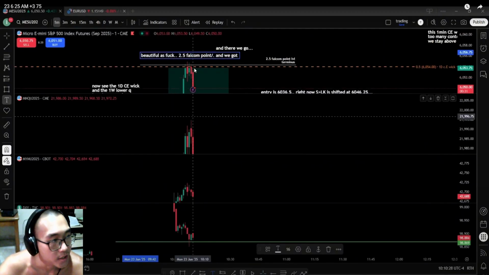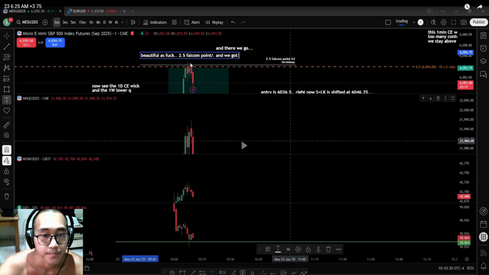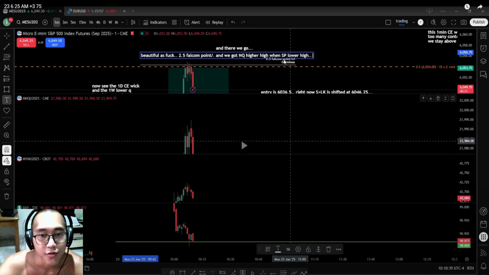It started rejecting off after it touched the 2.5 fulcrum point. Yeah, I know I wrote here "Falcon point", but this is just my habit, okay? The real wording is this: fulcrum, okay, point.